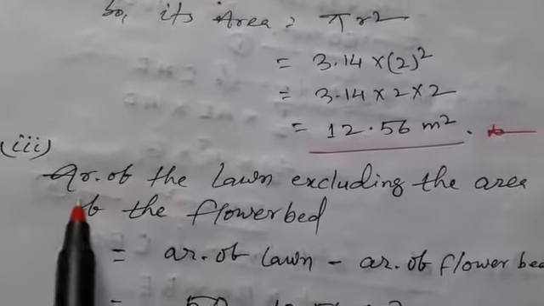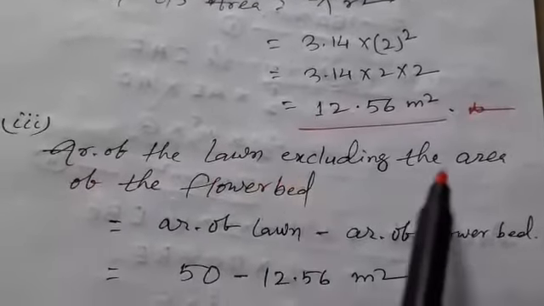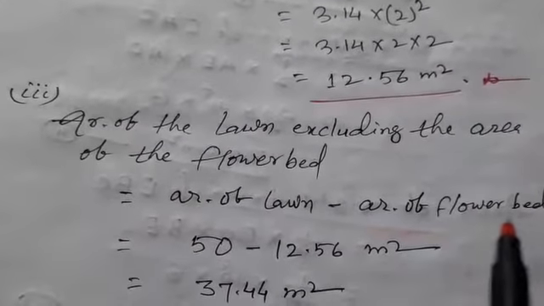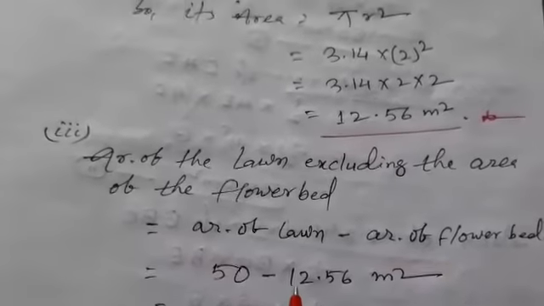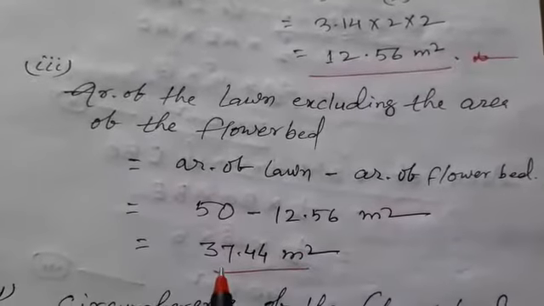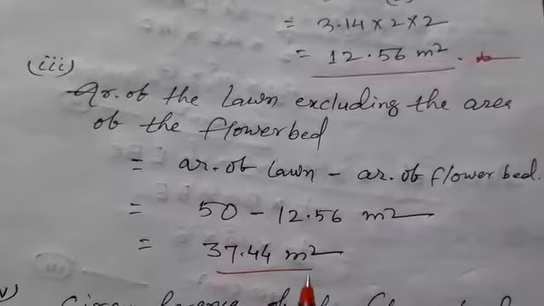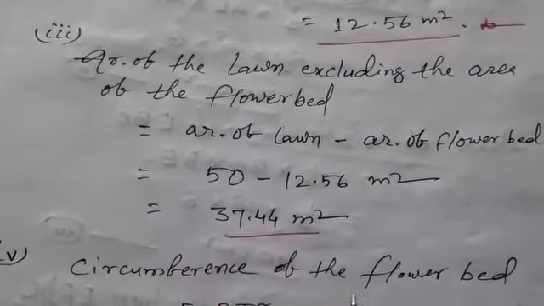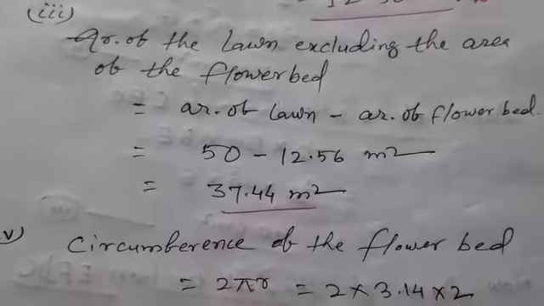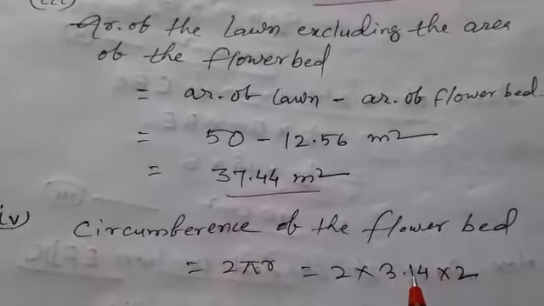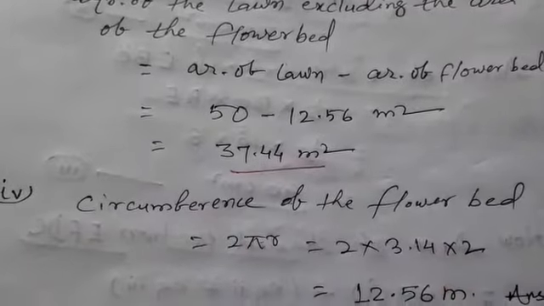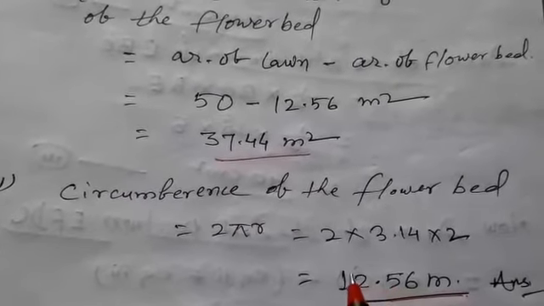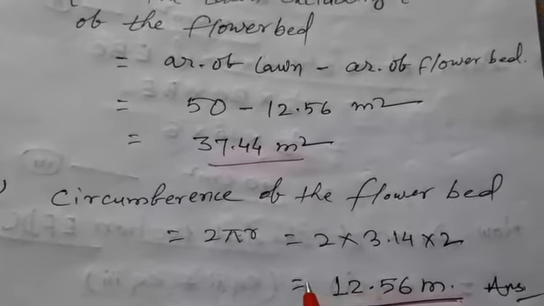Third part of this question, area of the lawn excluding the area of the flower bed is equal to area of lawn minus area of flower bed, equal to 50 minus 12.56 meter square, is equal to 37.44 meter square. And fourth part of this question, circumference of the flower bed equal to 2 pi r, is equal to 2 multiply 3.14 multiply 2, equal to 12.56 meter. That is the answer of this question. In this way we can easily solve.